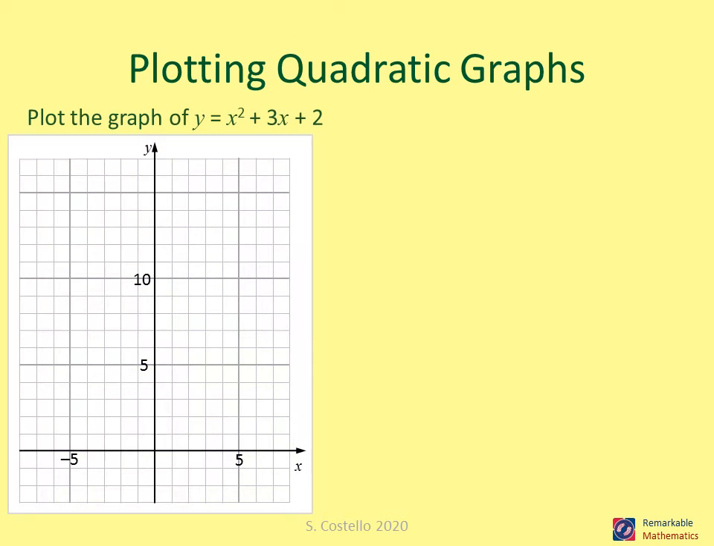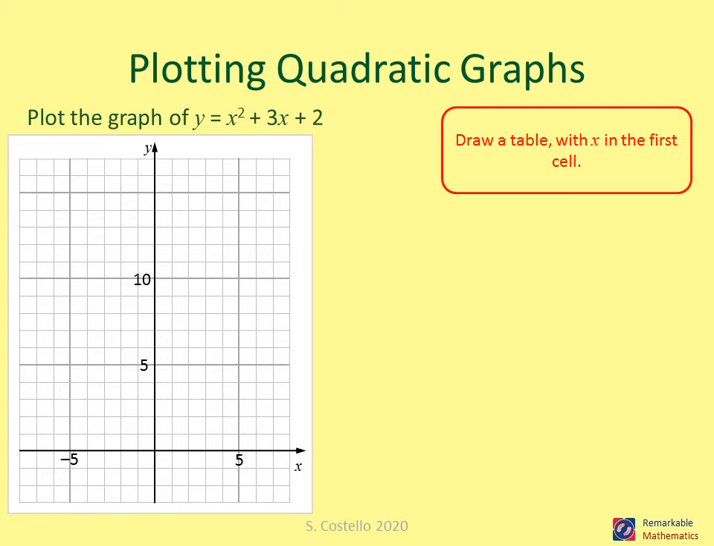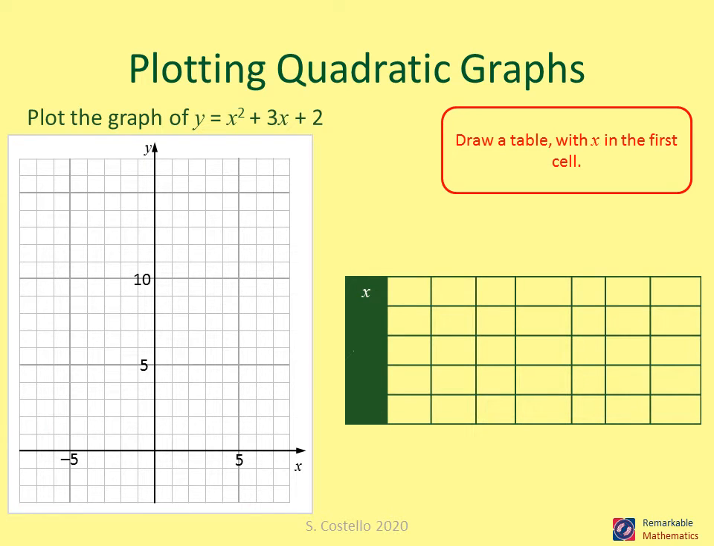Plot the graph of y equals x squared plus 3x plus 2. Draw a table with x in the first cell. Below this, each term from the equation is entered in order. So from our equation we have x squared plus 3x plus 2. The y value goes in the bottom cell.